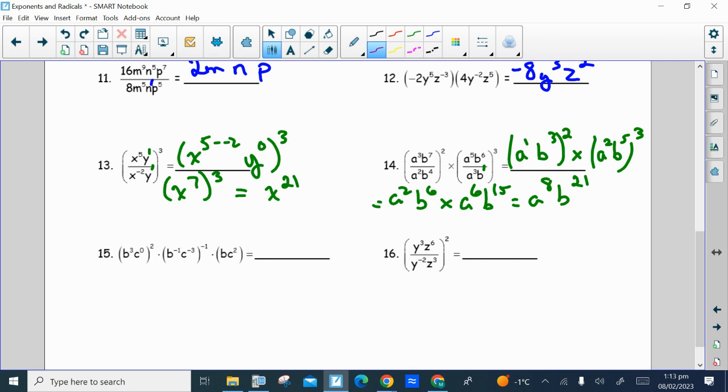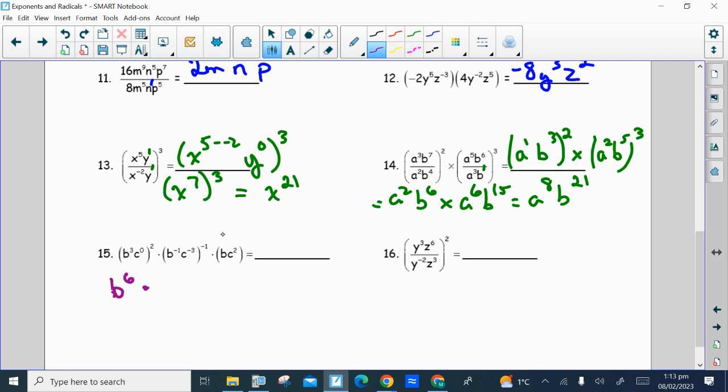Question 15. b cubed c to the 0 all squared. Well, what's c to the 0? That's 1. And 1 times b cubed will just be b cubed. So really you just have b cubed to the power 2, which will be b to the 6th. You multiply the exponents there and keep the base the same. Times.